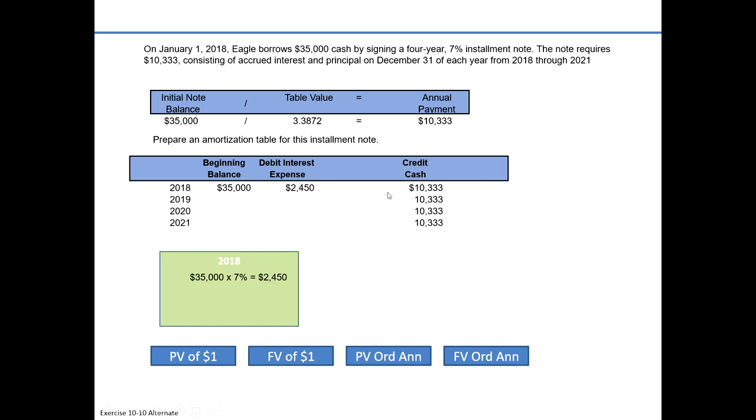It's going to be a credit to cash of $10,333. You're also recognizing the interest for the year. Interest is a cost or expense of doing business, so you're going to debit interest expense of $2,450.